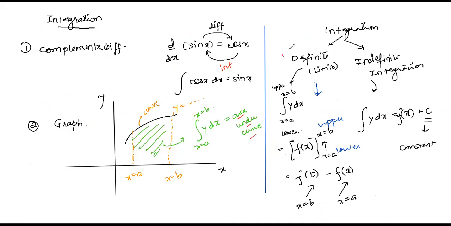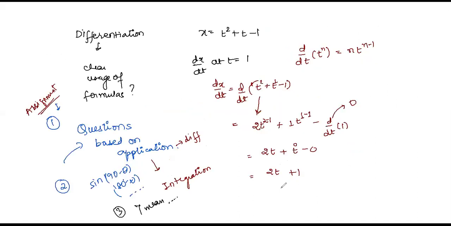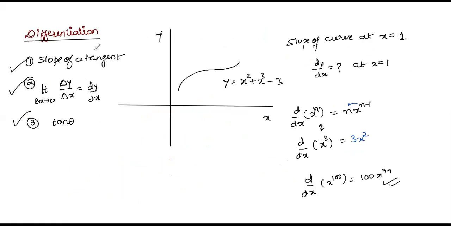Integration is of two types, definite and indefinite integration. Then we also understood that differentiation is a concept which can imply the slope of the tangent, right? Slope of the tangent. This question which I gave is for you all to solve, where y is given as x square plus x cube minus 3, and you're supposed to find out the slope of this curve at x is equal to 1, right?